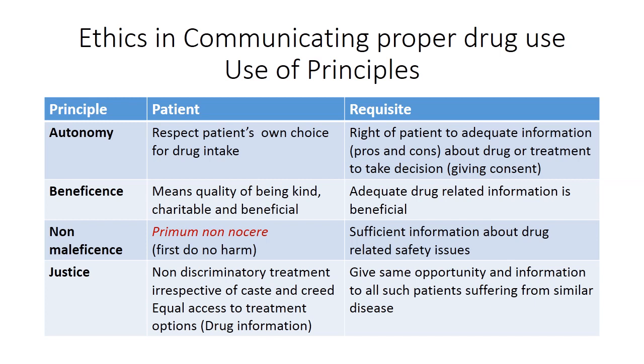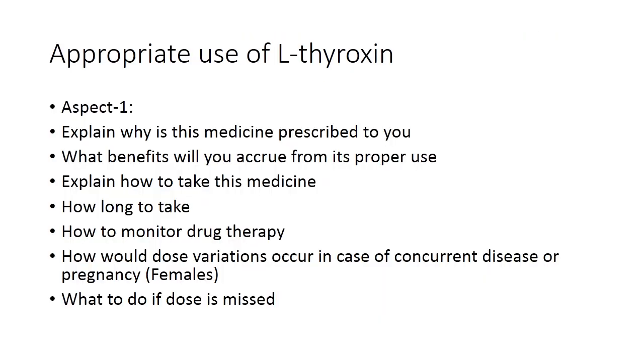Beneficence is an important principle, that means do good and no harm. So beneficence is a quality of being kind, charitable and beneficial. Adequate drug related information is always beneficial to patient. By non-maleficence, we know first do no harm. Therefore, we must supply sufficient information about drug-related safety issues and not hide something from the patient. And justice is to give all possible information and provide opportunities to all patients suffering from similar disease.